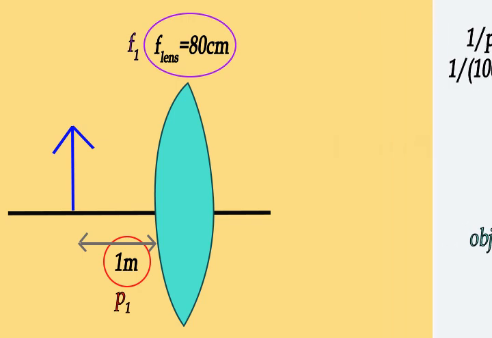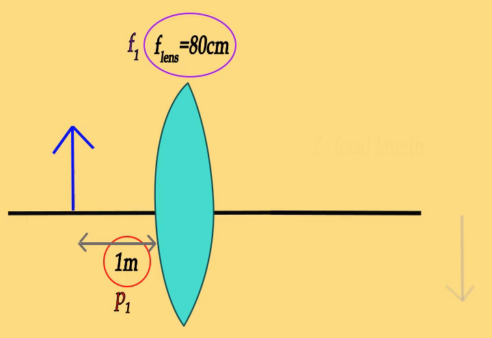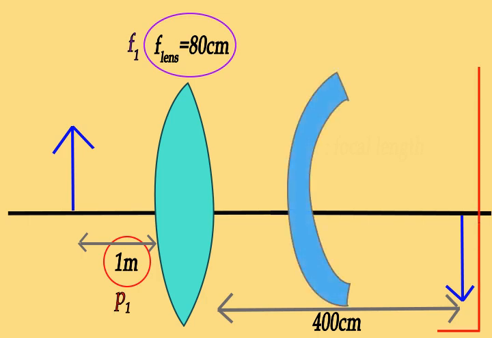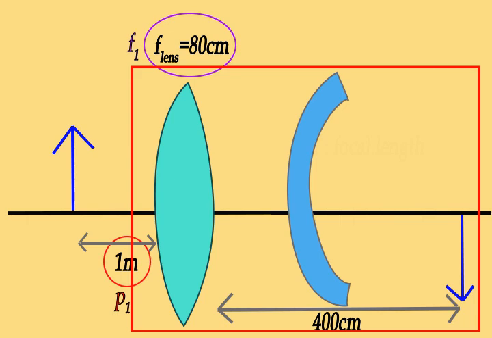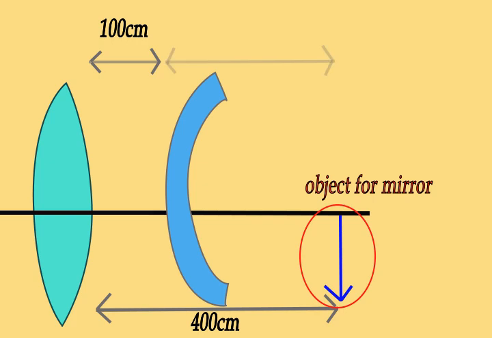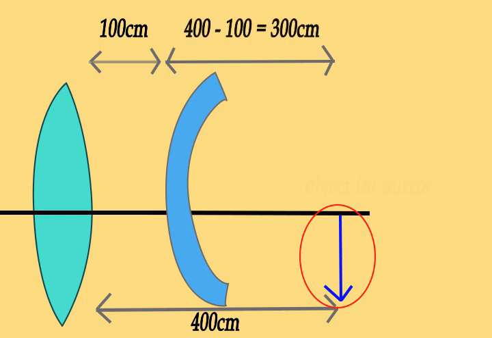Then, back to the question, we now know that the image is formed on the right of the lens with a distance of 400 centimeters. Drawing back the mirror, then we can circle out this part and start to find the location of the second image formed. Before we start, we should notice that the object for the mirror is the image formed by the first lens. And the distance between the mirror and the object is 400 centimeters minus 100 centimeters, and hence it is 300 centimeters.